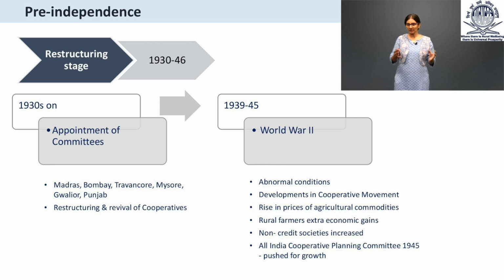And the Second World War broke out, and the Second World War created certain abnormal conditions, which also led to developments in the cooperative movement in India. As prices of agricultural commodities began to rise, rural farmers got extra economic gains, and non-credit societies like marketing, production or consumer societies, they increased rapidly. The All India Cooperative Planning Committee in 1945 pushed for the growth of cooperatives.